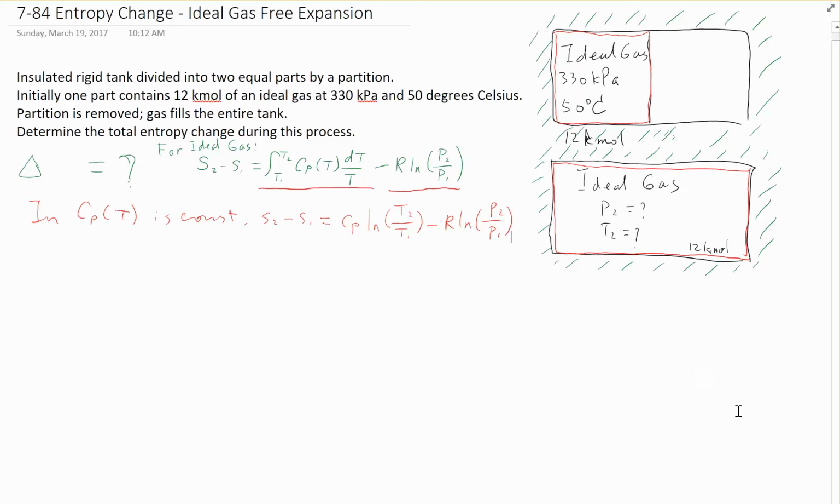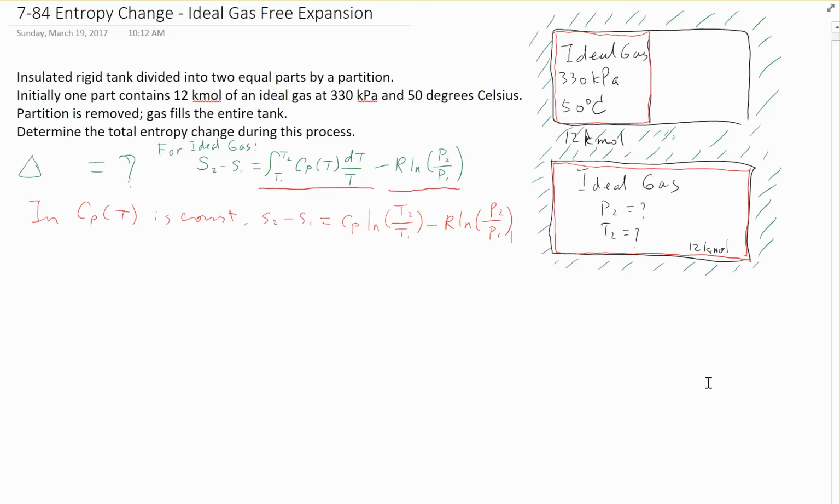So it's an ideal gas, and the ideal gas is free expanding in a rigid tank. We don't know the final pressure. We don't know the final temperature. We know it's a closed system that does this. What we need to do is an energy conservation analysis of this process.